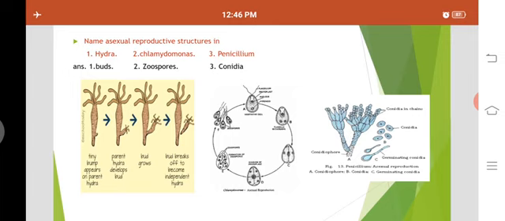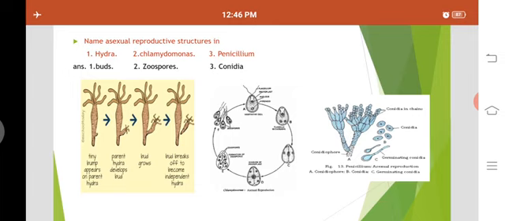For remembering purposes, I have given some important diagrams also. No need to draw these diagrams on paper. This question is for 3 marks, each one carries 1 mark. For Hydra, you have to write budding or buds, which carries 1 mark. Second, if you write zoospores, it carries the second mark. And third, Penicillium reproduces asexually by producing conidiospores or conidia.